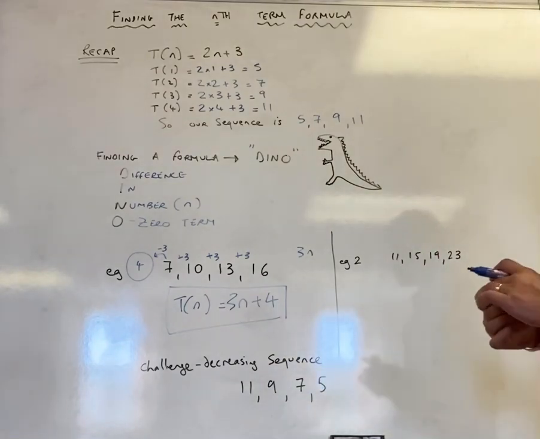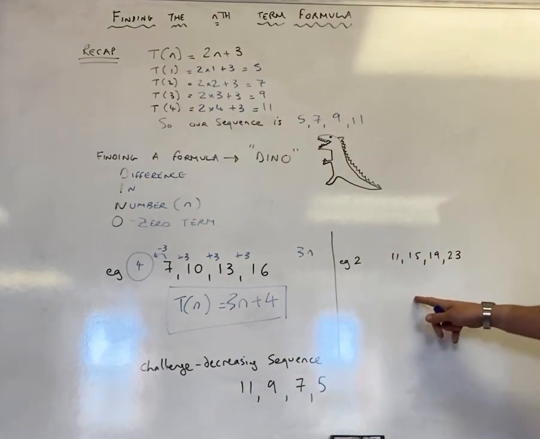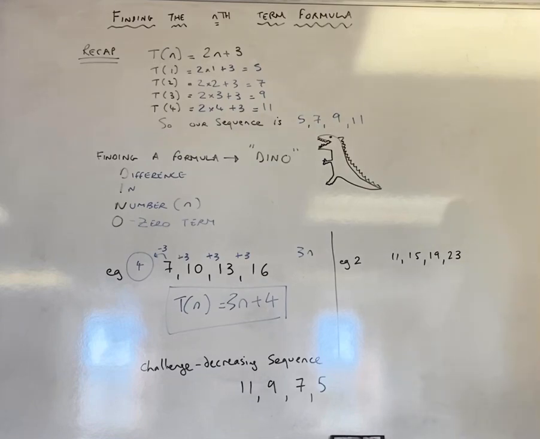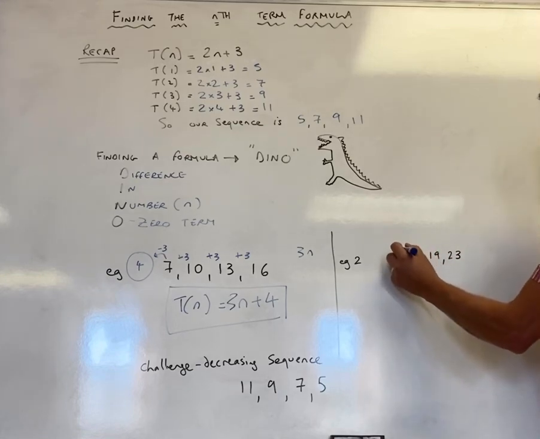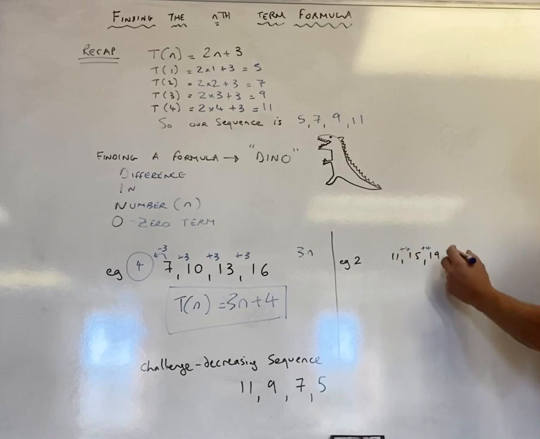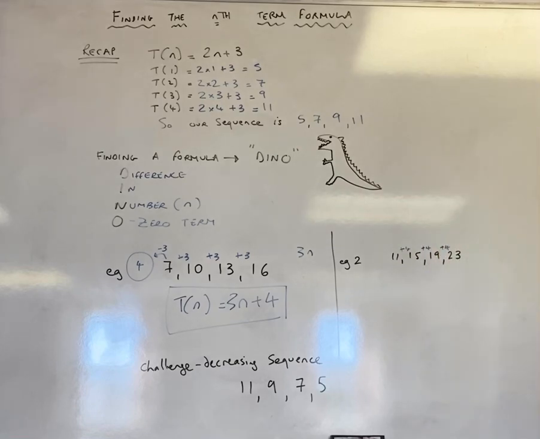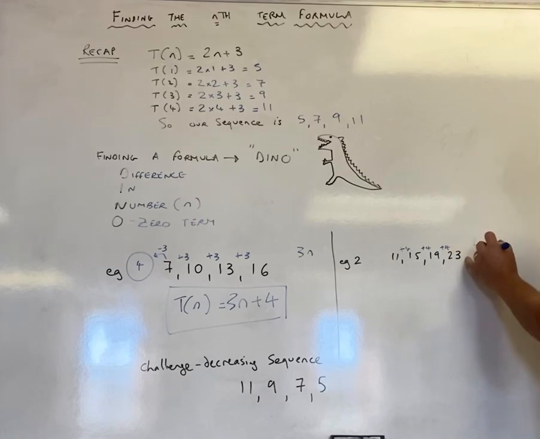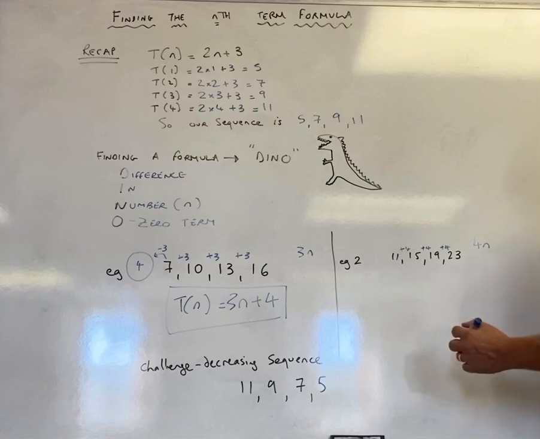Right, let's try this one then, a super hard one. So this sequence is 11, 15, 19, 23. Again, if we look at what this sequence goes up in, it goes up in 4s each time. So it's a step of 4. Because it's a step of 4, that means it must be linked to the 4 times table, or 4n. So that's part of our formula.